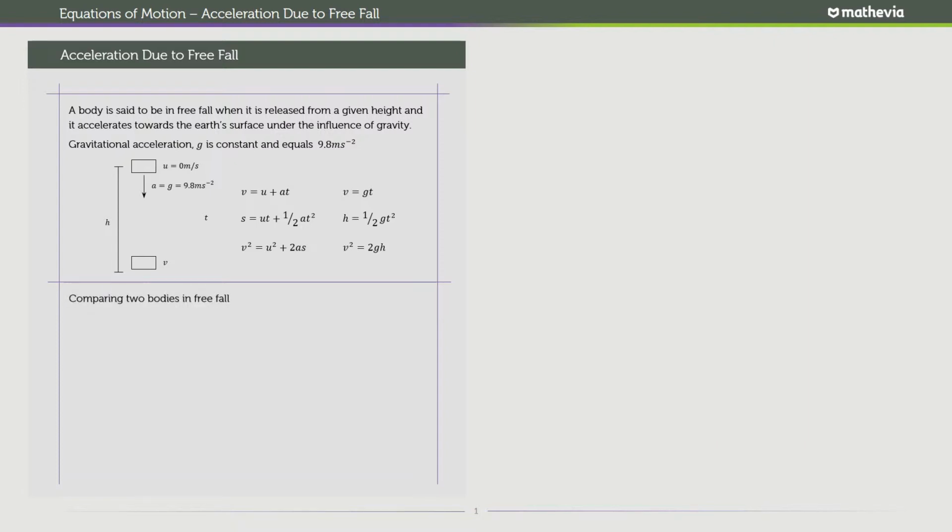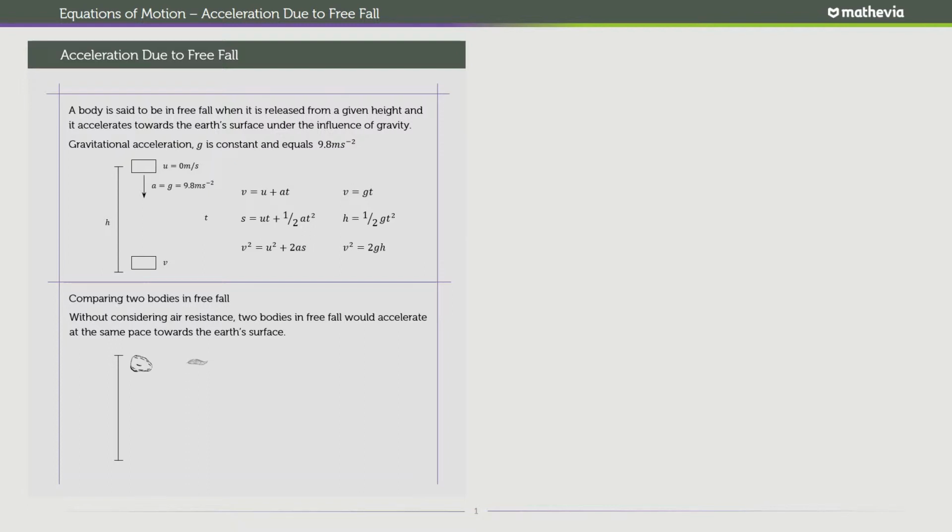And it's something interesting about comparing two bodies in free fall. Okay. Now, we have this vertical height, and what we're going to do is drop a stone and a feather. Okay, so a stone and a feather. I'm going to drop them from the same height. Now, if you do this in real life, basically, the stone will hit the ground before the feather.